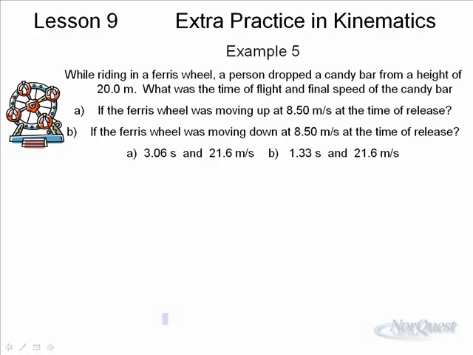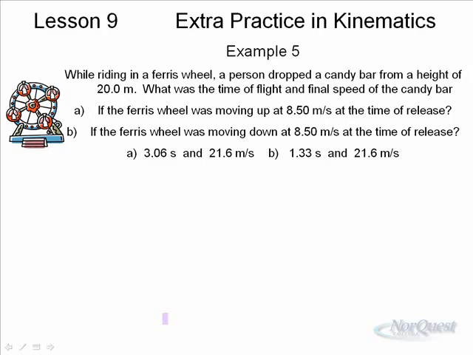The next example: while riding in a Ferris wheel, a person dropped a candy bar from a height of 20 meters. Now in this case, the Ferris wheel is moving, so the initial velocity is given. In part A, if the Ferris wheel was moving up at 8.5 meters per second at the time of release, what was the time of flight and the final speed of the candy bar?